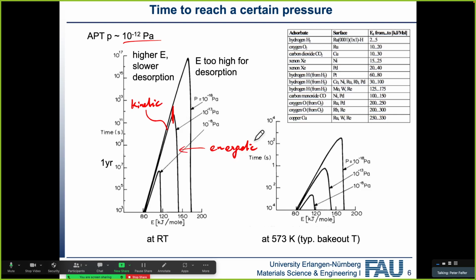We're energetically limited, so essentially if the desorption energy is higher than a certain energy, then the molecules just sit stable on the surface. So if you have very heavy contaminants, then what will happen is that they might not even desorb just because the desorption energy would be too high.